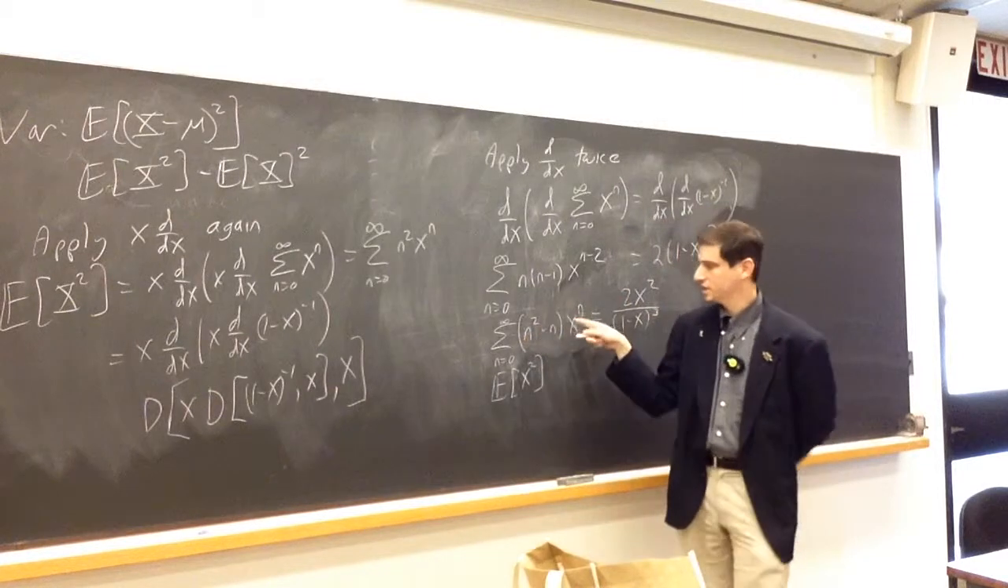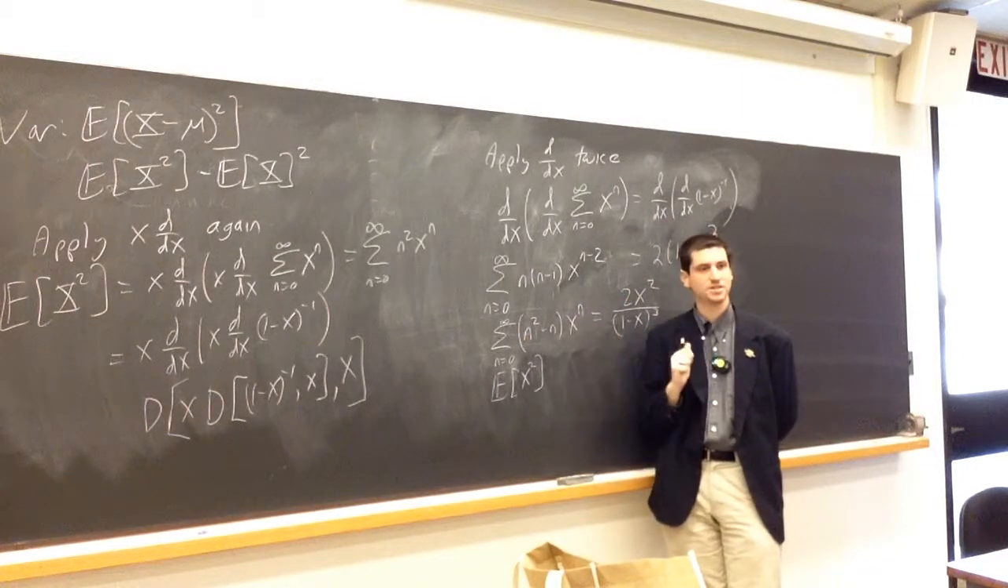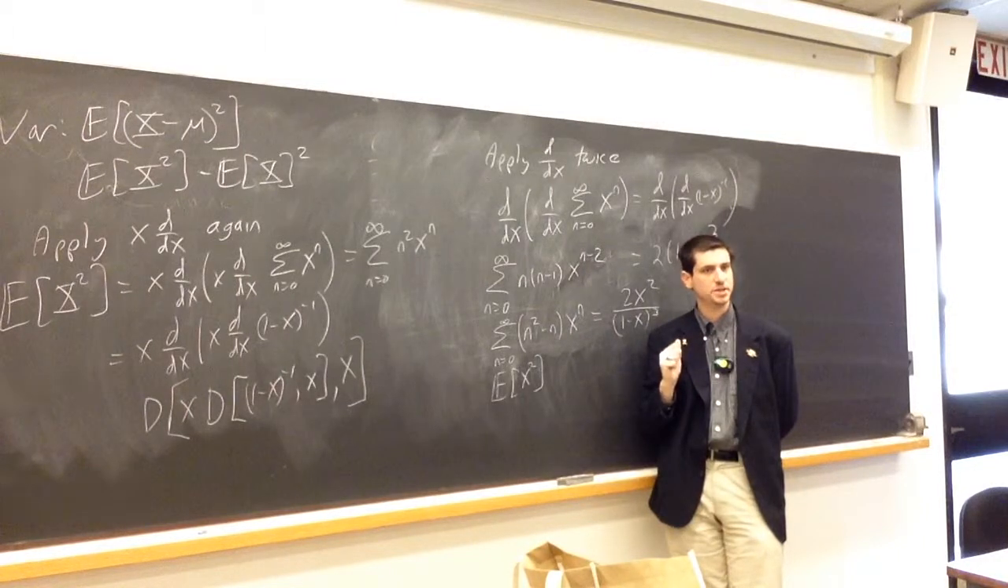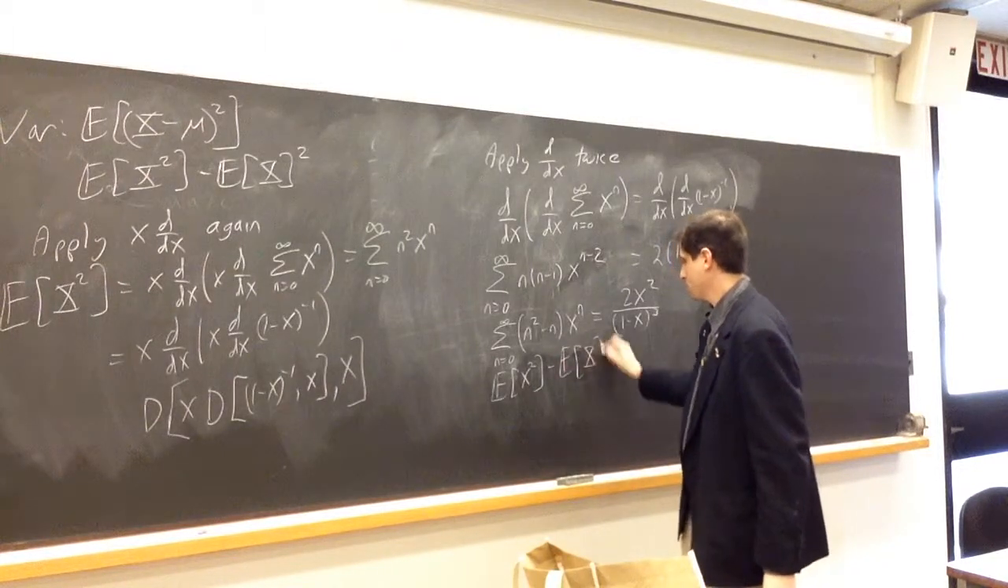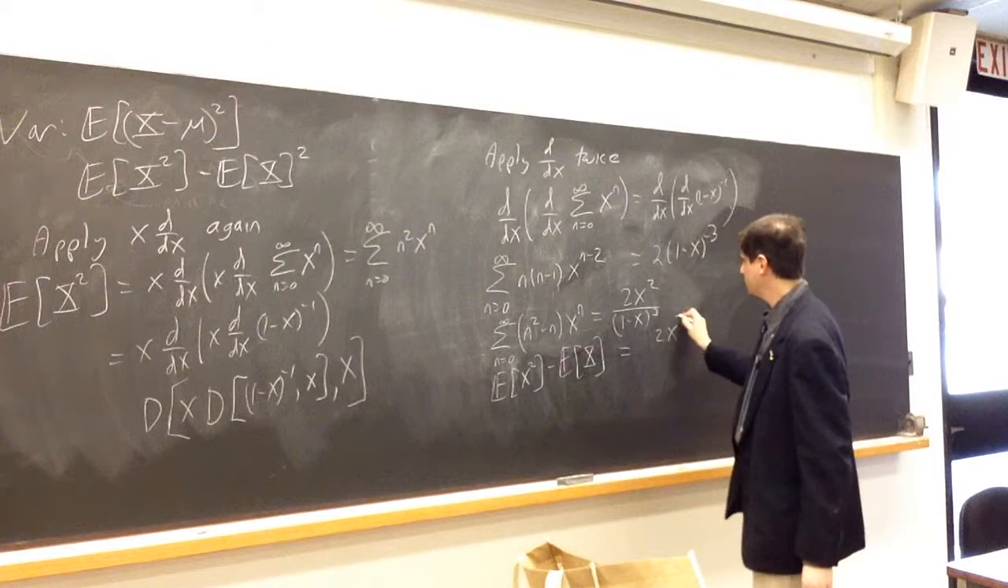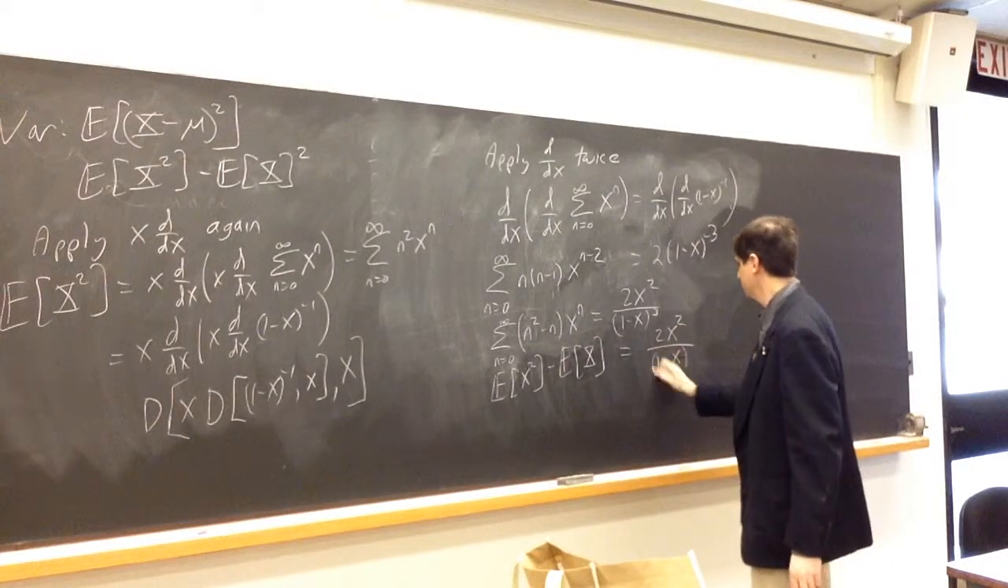That's the sum of n squared x to the n. What's the sum of n x to the n? What would that sum equal? Mean. So that would be the mean, equals 2x squared over 1 minus x cubed.